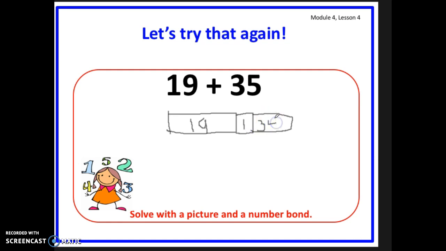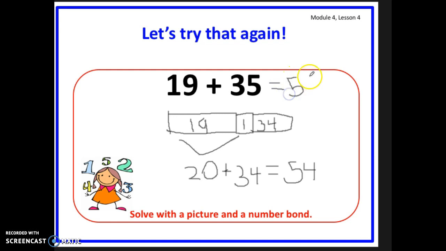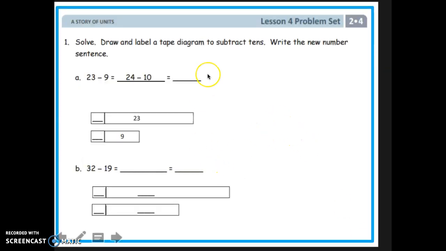All right, so then I add these two together and I get 20 plus 34. Oops, come on, plus sign. And what do we get? We get 54. And that is the answer to 19 plus 35. We just made it simpler. We made it easier to add. Check it out. All right, and this is exactly what you're going to be doing with me in class and on your problem set. So let's look at this first problem set.